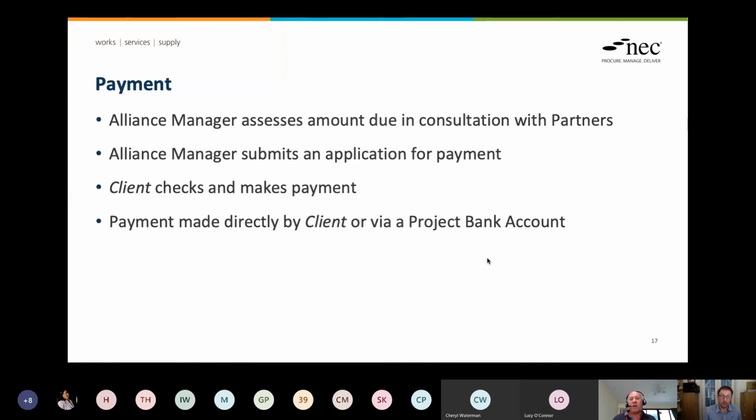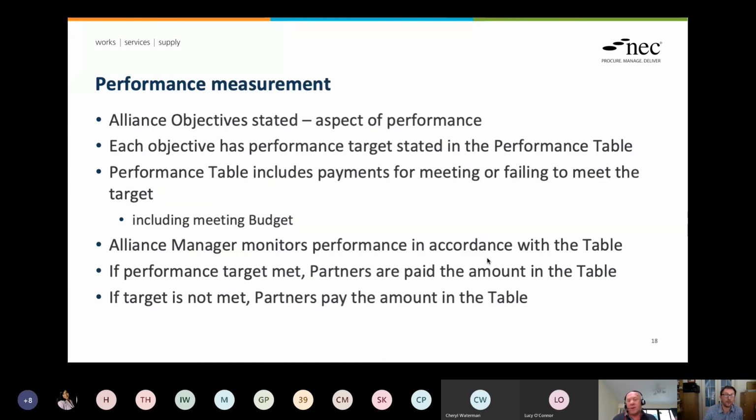Made directly by the client or via a project bank account. Why wouldn't you use a project bank account this day and age? Particularly with the alliance contract, perhaps it just fits perfectly, doesn't it? But one thing we shouldn't be doing is slowing up the payment transactions, I don't think, in an alliance. No, and that's where the project bank account comes into it, to facilitate a more timely payment. Yeah, there are other things like advance payments and things like that, but anyway. Yes.